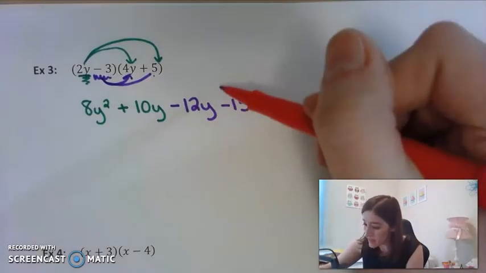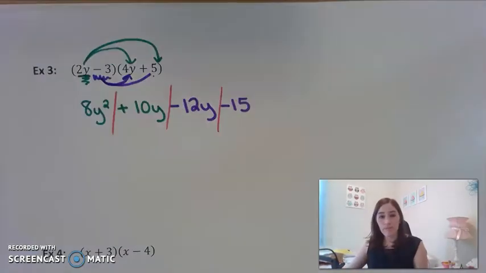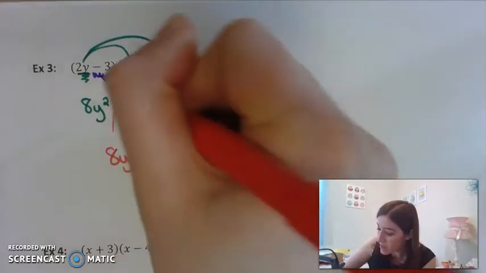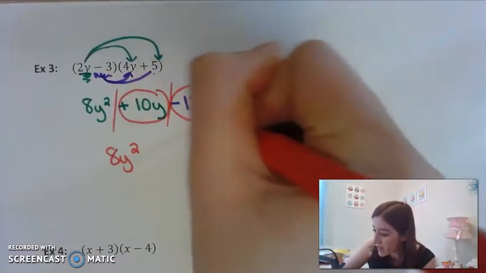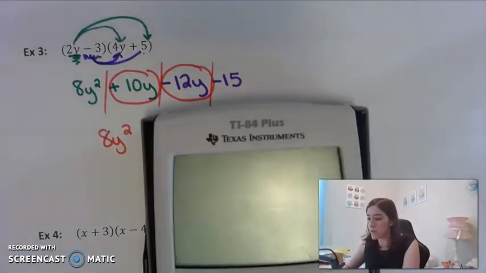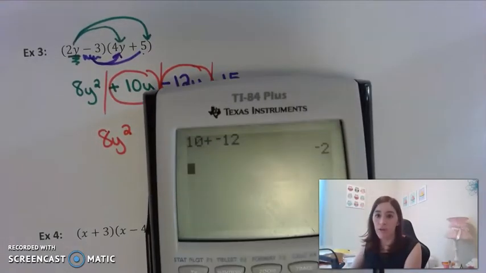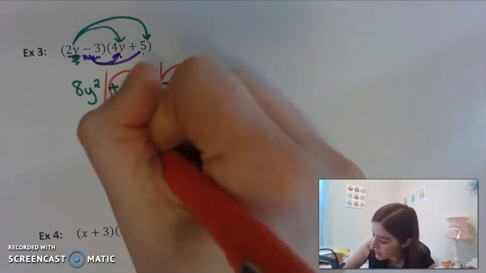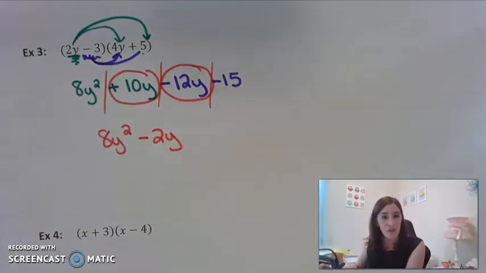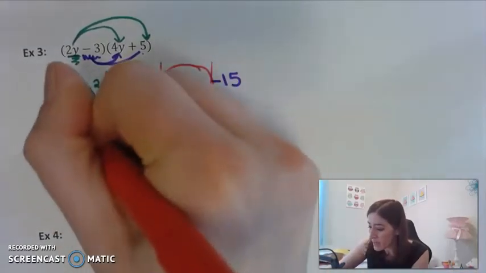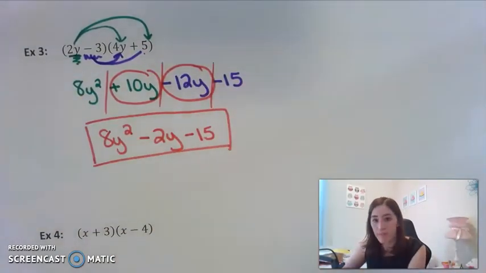So I'm going to go ahead and separate these out so that I can see all the different terms. Okay, so I still have the 8y squared, it moves down. But the 10y and the negative 12y are like terms, so I'm going to combine them together. And remember, combining means adding, so you can always just add those numbers to get negative 2y's. Do not change the exponents when you combine like terms. I bring down the minus 15, and now I'm done.